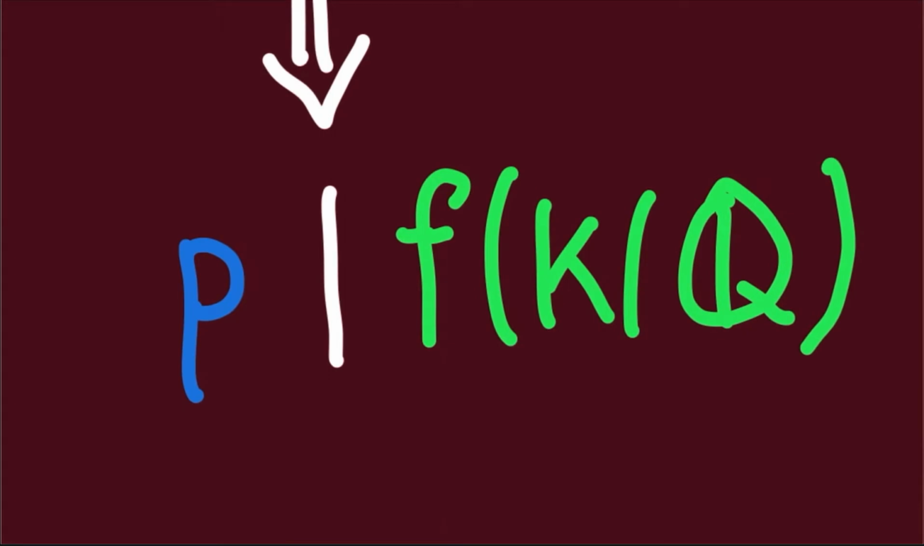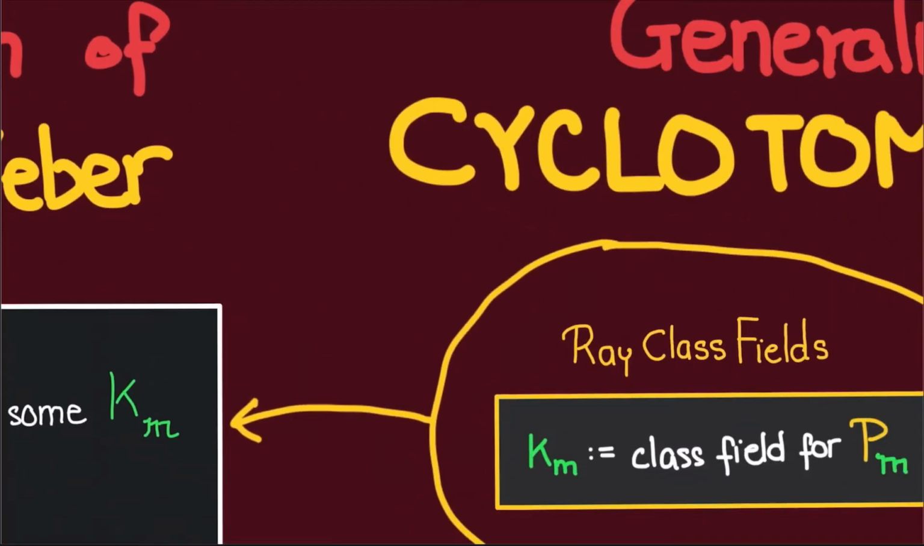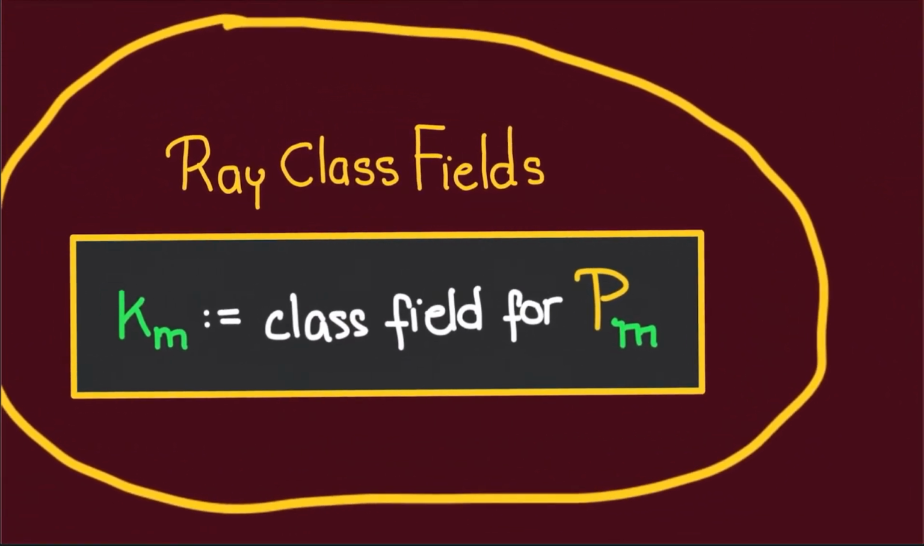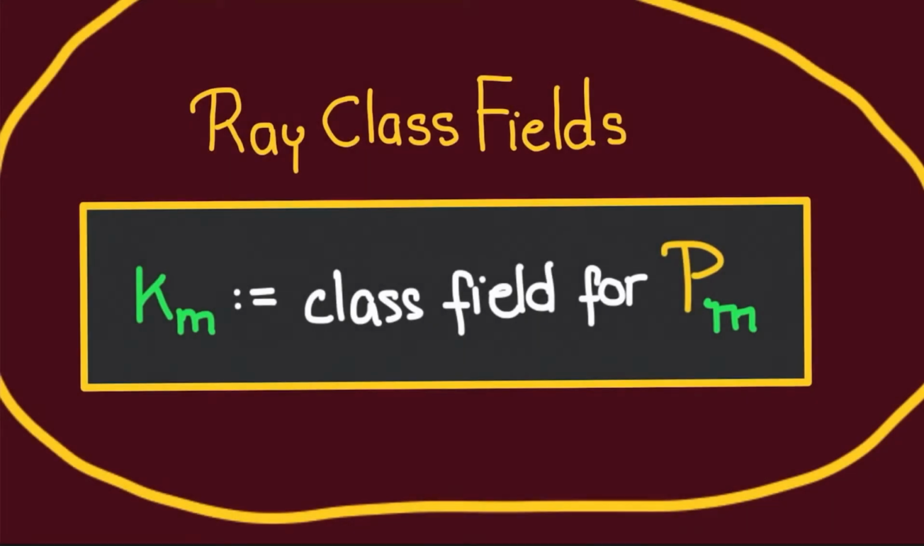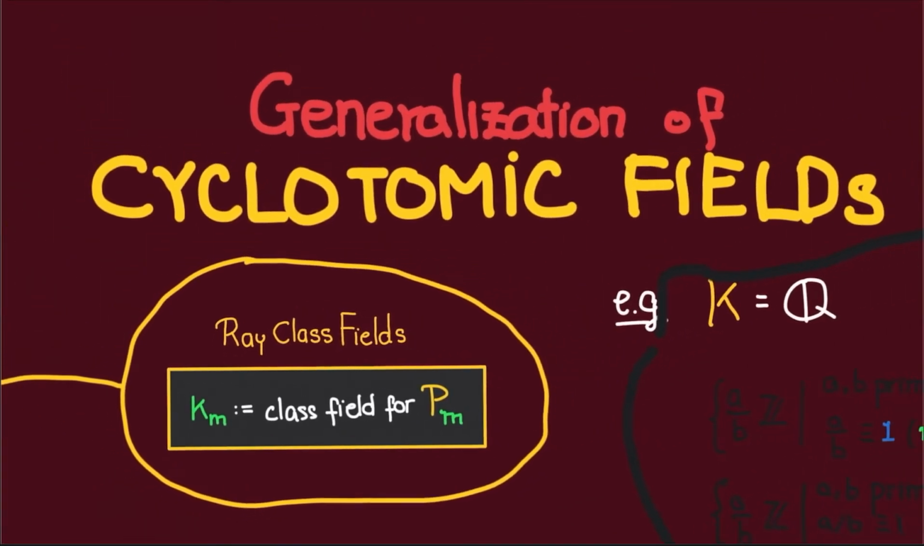of K over Q. To talk about Takagi's generalization of conductor, we first need to review Takagi's generalization of Kronecker-Weber. For every number field K and a modulus m of K, Takagi defined the ray class field corresponding to the modulus m of K to be the class field for P_m. This is a generalization of cyclotomic fields.